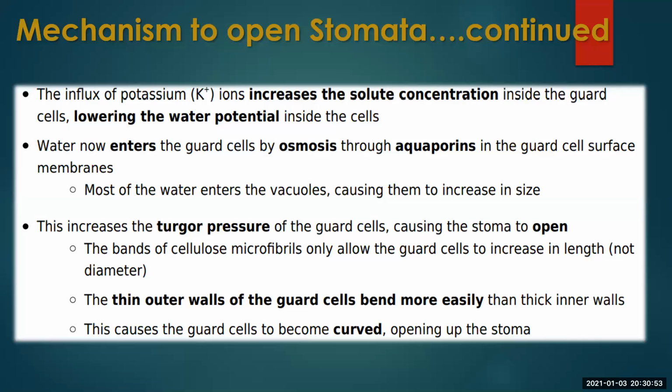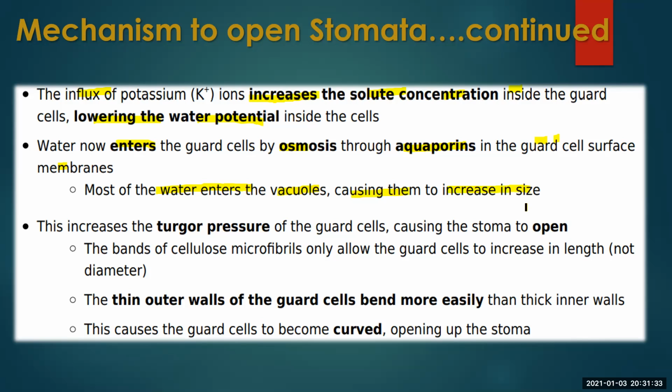Now, as the potassium ions move inside, the influx of potassium ions increases the solute concentration inside the guard cells. So we have more positive ions, potassium ions, it will increase the solute concentration. What would happen because of this? The water potential inside the cells will become lower because now we have more solute concentration there. Now water will enter the guard cells by osmosis, through the water channels, which are aquaporins in the guard cell surface membrane. Most of the water then enters the vacuoles, and it causes them to increase in size.